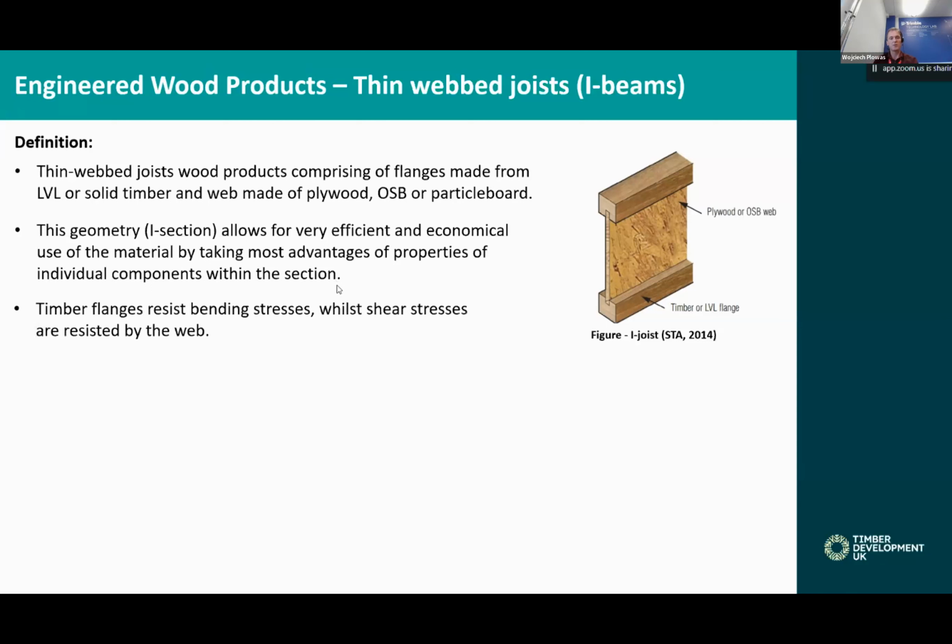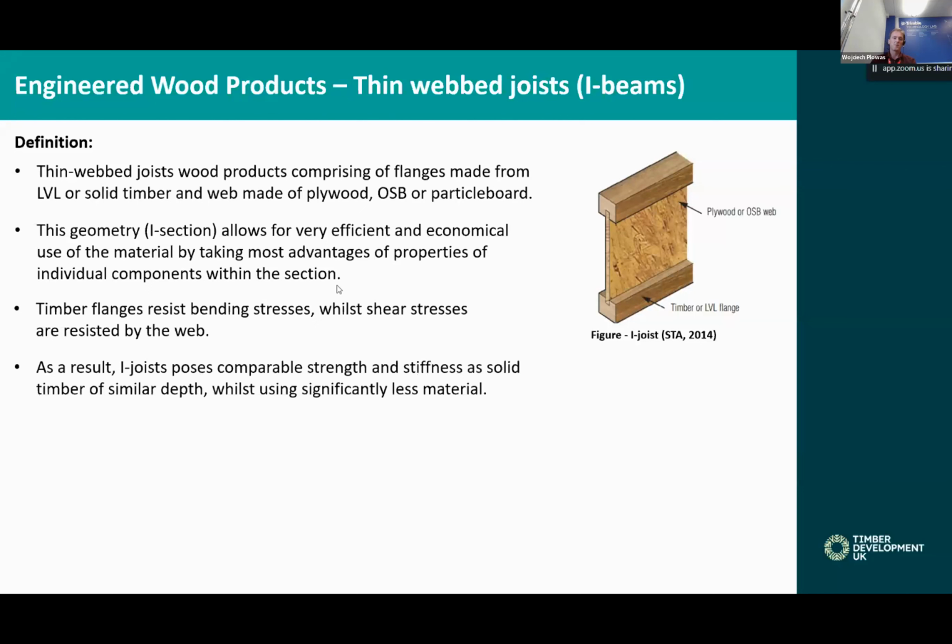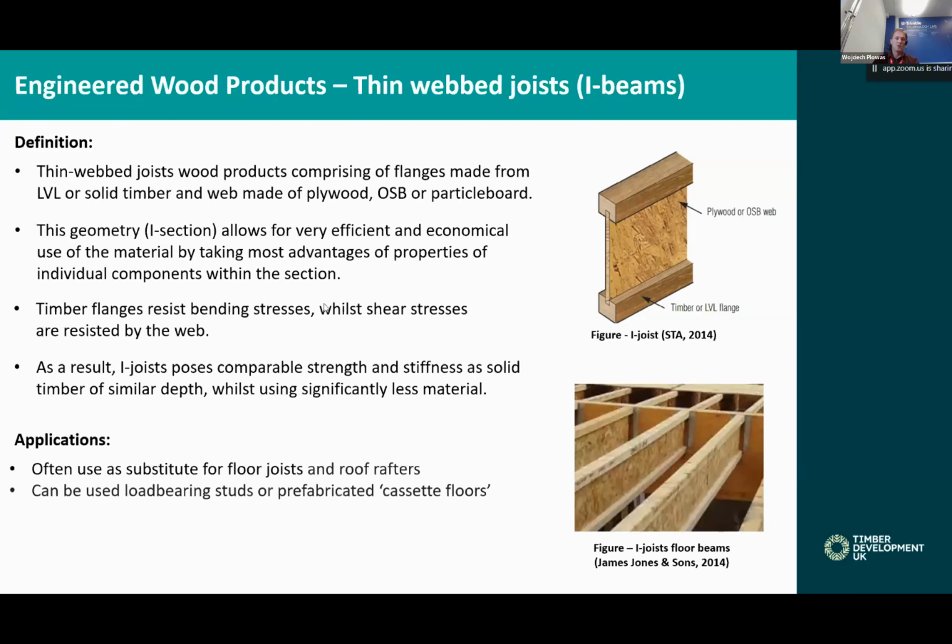In this case, the flanges resist bending stresses because they go either in tension or compression, and as we know, timber is very good in this regard, while the web made of OSB or other panel products resists shear stresses. As a result, we can obtain a structural member capable of carrying as much loading as a solid timber joist of the same section, whilst using much less material. As the name suggests, those engineered wood products are often used for floor joists or roof rafters. They can also form load-bearing studs or prefabricated cassette floors.